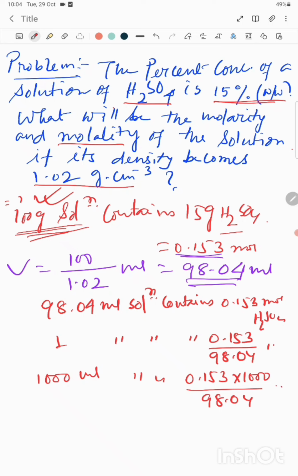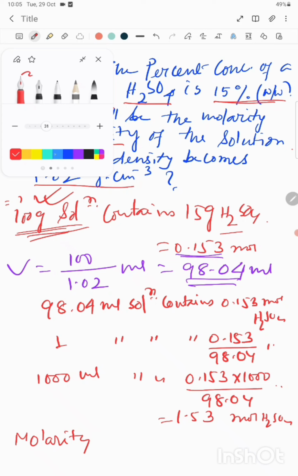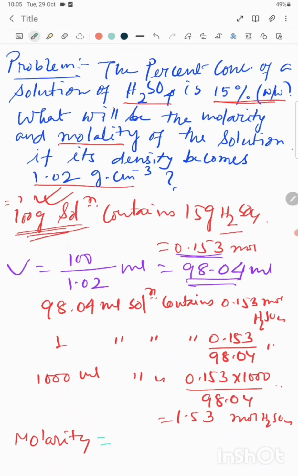Now if you calculate this one, then what will come? Then it will come 1.53 mole H2SO4. Thus you can write, so it is the value of the molarity. So molarity will be 1.53 mole liter inverse, or you can write 1.53 capital M.